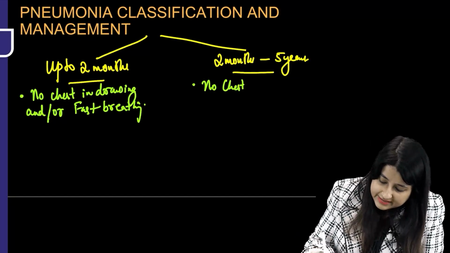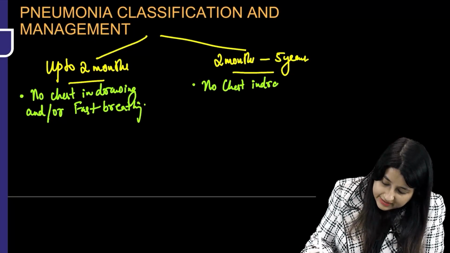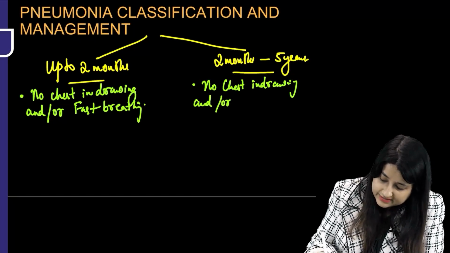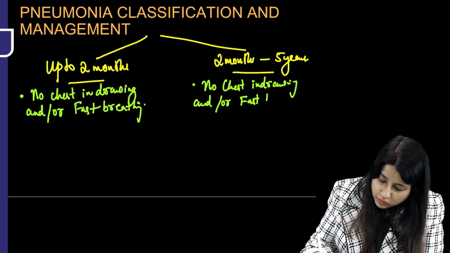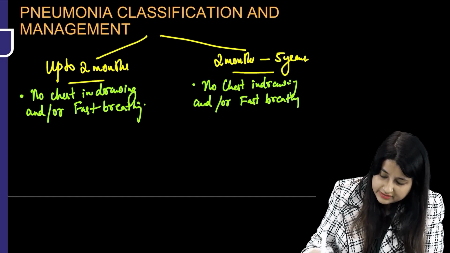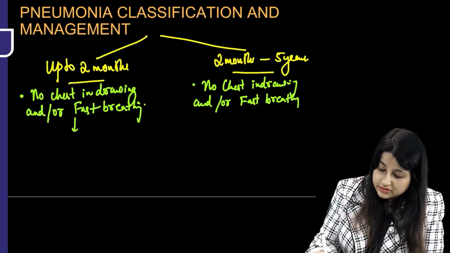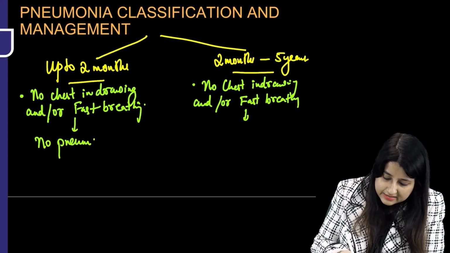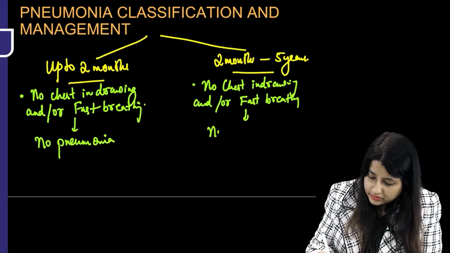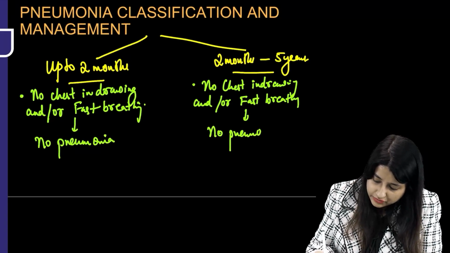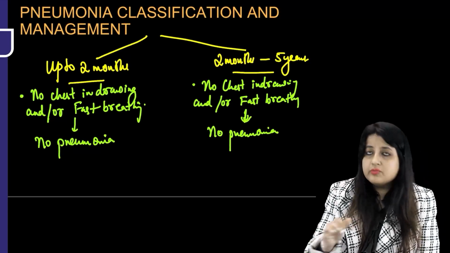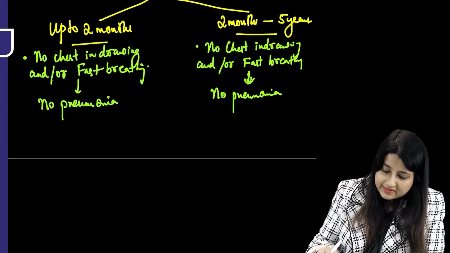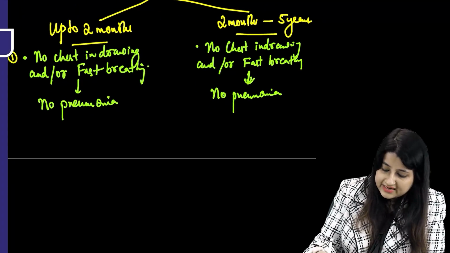If there is no chest indrawing and no fast breathing, if both these things are not there in both the classifications, you will call this no pneumonia or simple cough and cold. In both the classifications, you're going to refer to it as no pneumonia, simple cough and cold. This is the first situation that can arise.